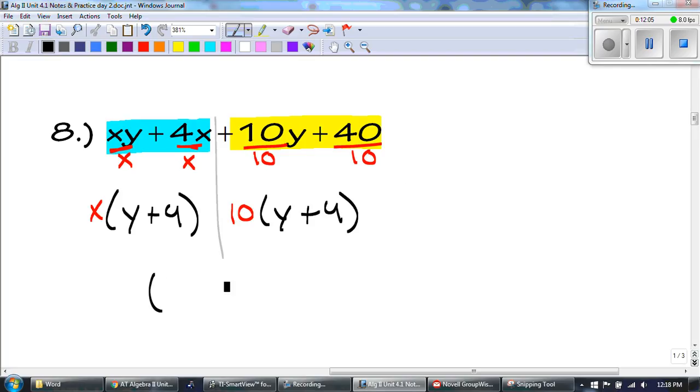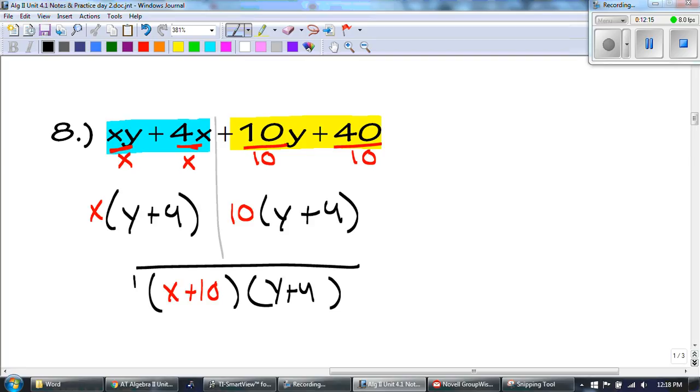So my first binomial is the X plus 10. And then the second one is Y plus 4. And remember, that order does not matter. Are you guys starting to get a hang of this? Good. Couple more.